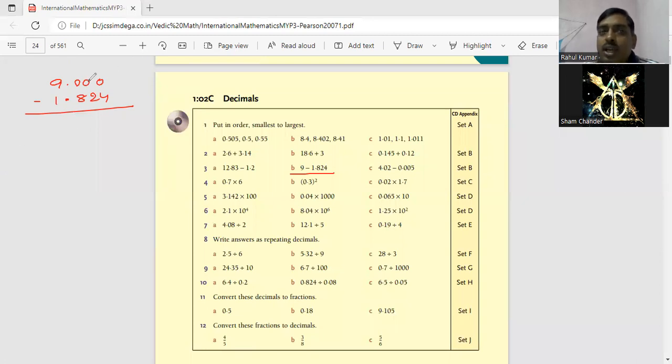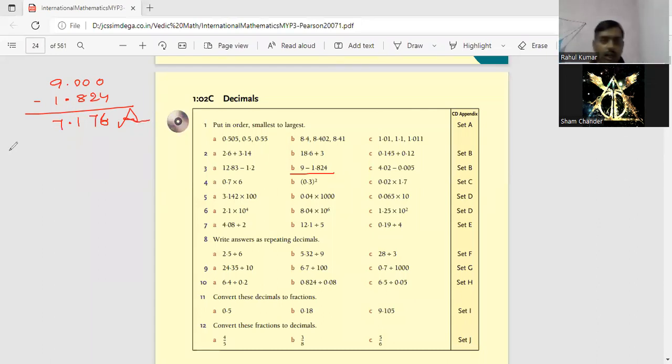Okay. Here you can apply the word Nikhilam. With the help of Vedic math also you can do it perfectly. That is 9 minus 1 is? 9 minus 1 is 8. 8 minus 1 is 7. And then what is the answer here? 9 minus 8 is 1. 9 minus 2 is 7, and 10 minus 4 is 6. This is 7 decimal 176. That is the answer. Okay.